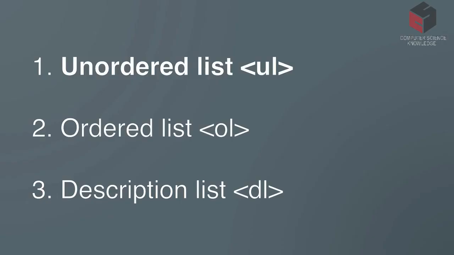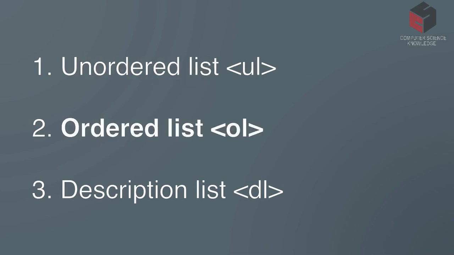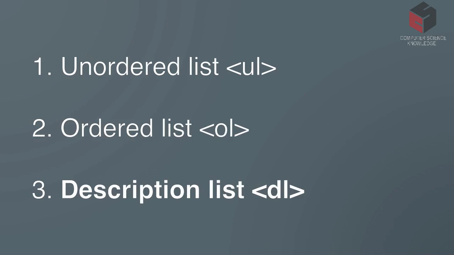To review, we can use an unordered list when the ordering doesn't matter. We can use an ordered list when the ordering does matter. And we can use a description list when we're describing something.